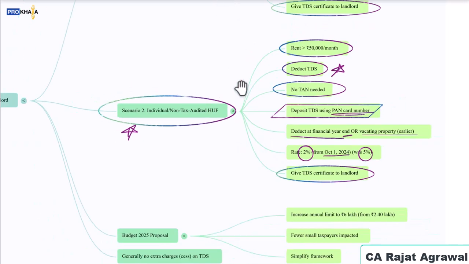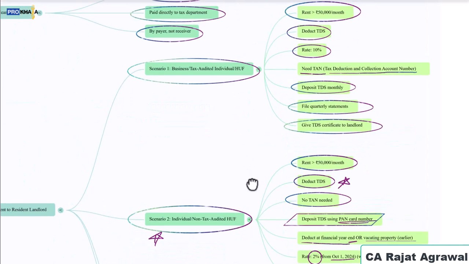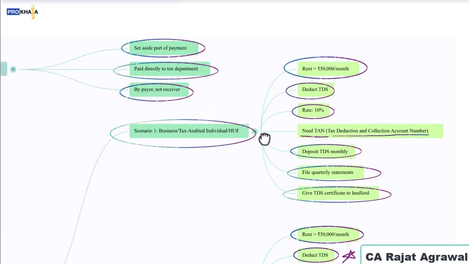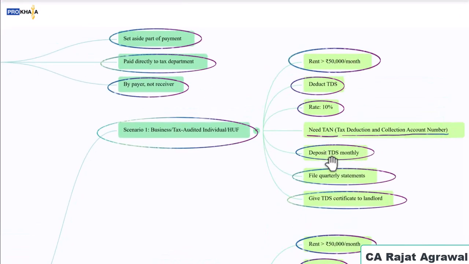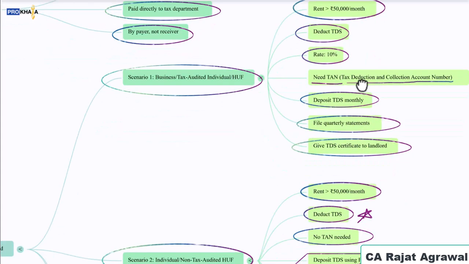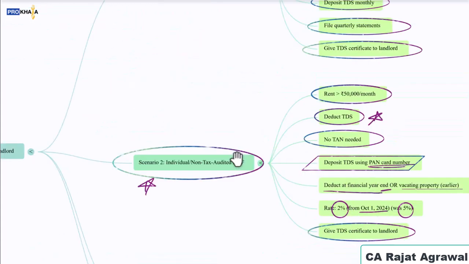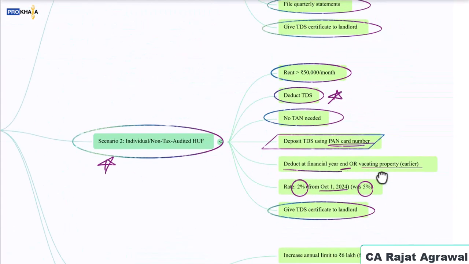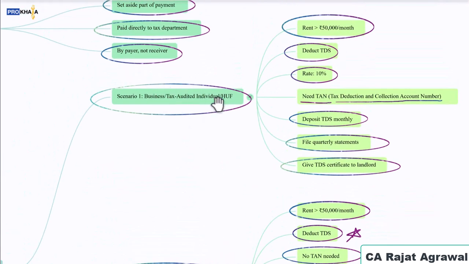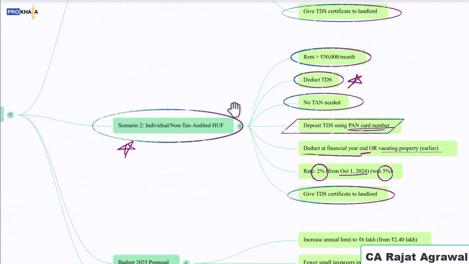Let's quickly recap. If you are an individual or non-tax-audited HUF paying more than 50,000 rupees a month in rent to a resident landlord, you deduct TDS at 2% from 1st October 2024, once a year or at the time of vacating, using your PAN. Businesses and tax-audited individuals and HUFs paying over 50,000 rupees a month deduct at 10% monthly and need a TAN. You might have seen this happen in real life. The person paying rent is responsible for deducting this tax.